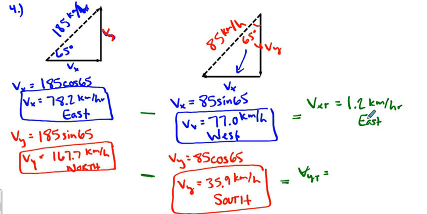I called east the positive number, so when you do the subtraction and you get a positive number, that means it's in the positive direction, which is east. Same thing here, 167.7 minus 35.9, and you should get 131.8. We had more northward velocity than south, so this is north. So those are our two components of the velocity.